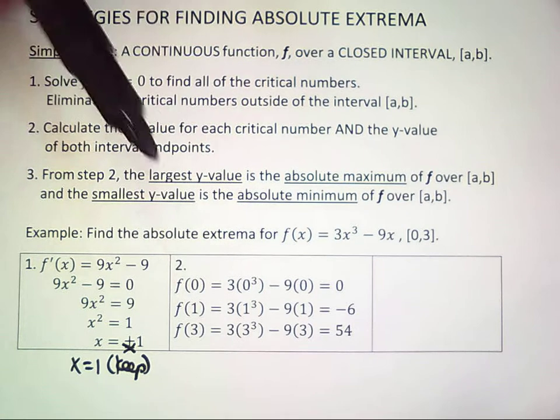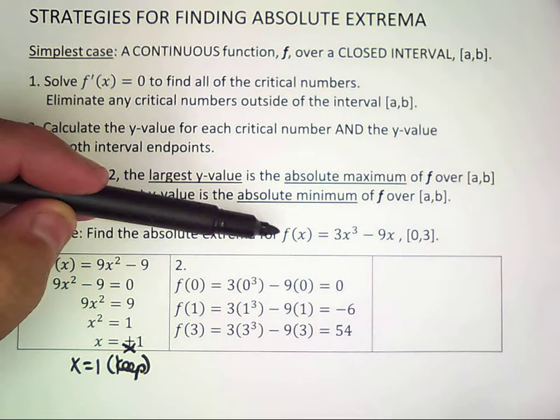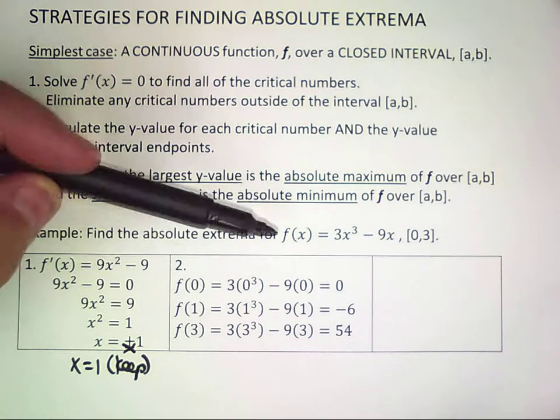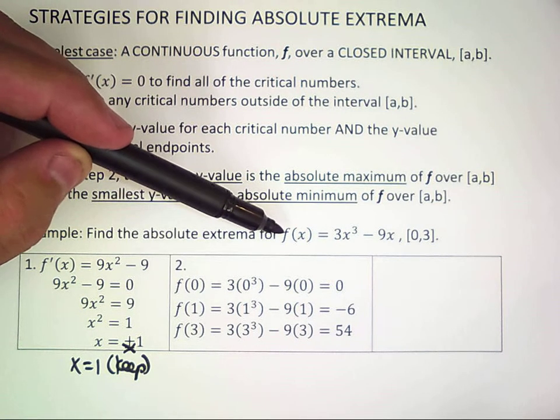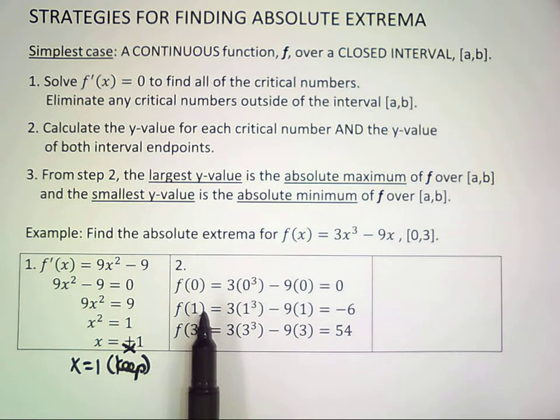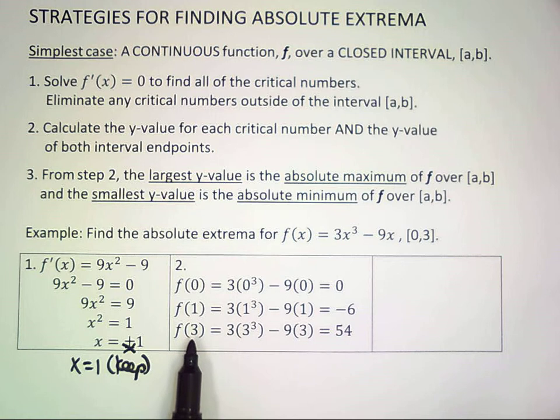Notice that I'm calculating the y values by going back to the original function, not the derivative. That's a common mistake. When you're calculating y values, you always go back to the original function. Again, I'm not focusing on mechanics here, but you can pause and follow that through if you like. The point is, when you evaluate the function at 0, you get 0. At 1, you get negative 6. At 3, you get 54. So that's step 2.